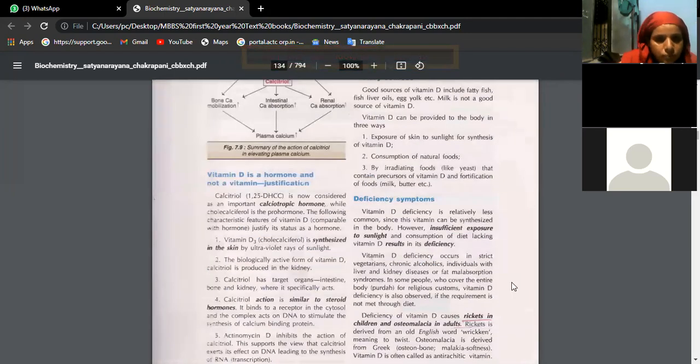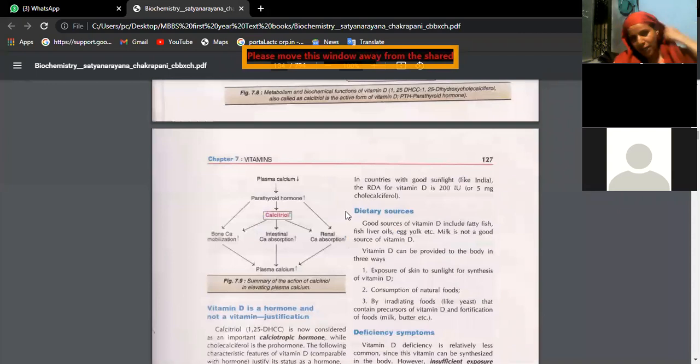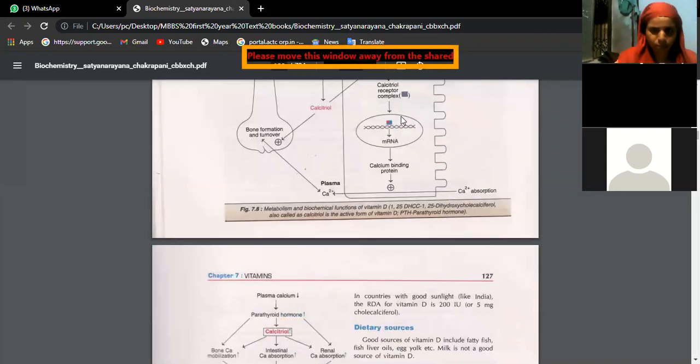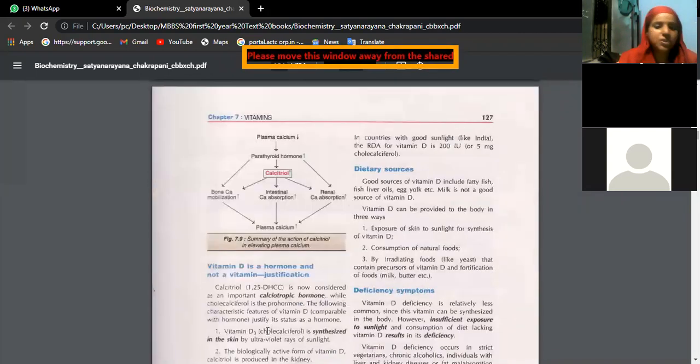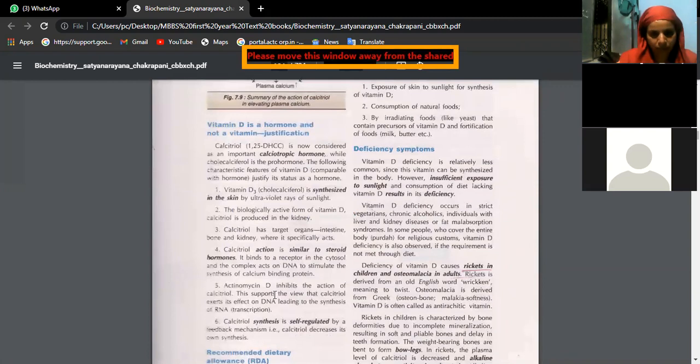So vitamin D is a hormone and not a vitamin. Justification: because it has receptors in the cytoplasm, and it helps in transcription and translation. That information will be given in this paragraph.